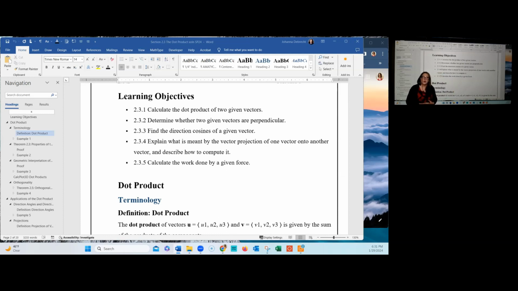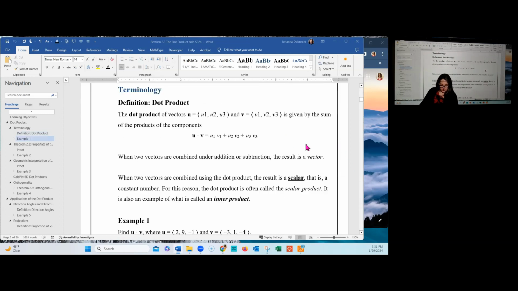So we can't just do the force times the distance the object moves. The first thing we want to do, of course, is go ahead and define the dot product. So the definition of the dot product is right here. We have two vectors, and we're going to assume that we have three-dimensional vectors. This is Calculus 3, so we mostly want to deal with three-dimensional stuff.